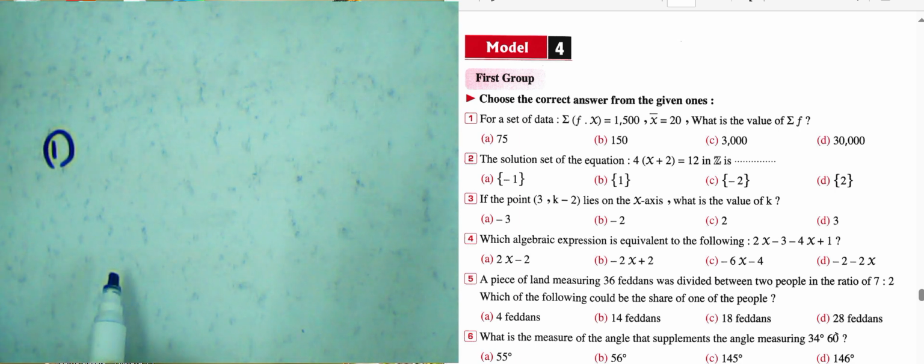They will explain new examples from the Master book, module number 4, solving the revision questions from the first group. First question, number 1, choose the correct answer. For a set of data, summation f dot x equals 1500 and x bar equals 20. What is the value of summation of frequency?